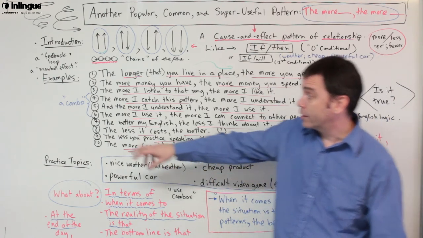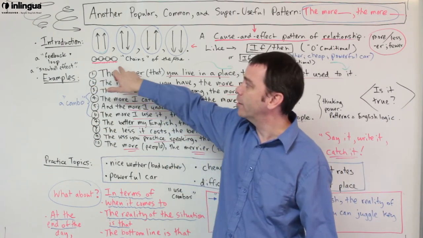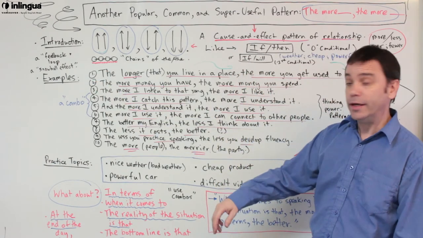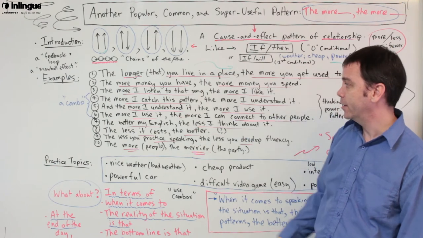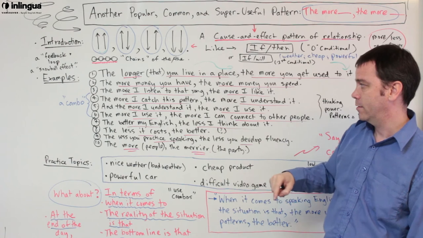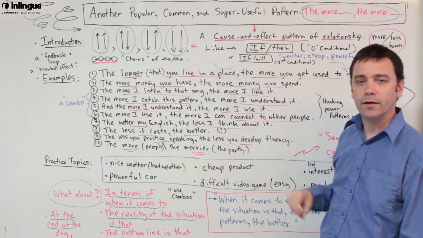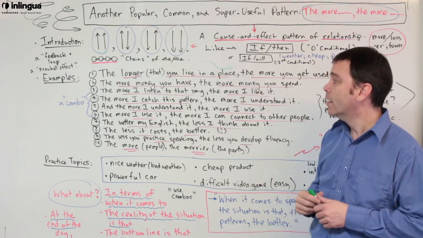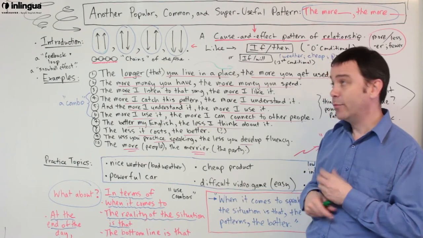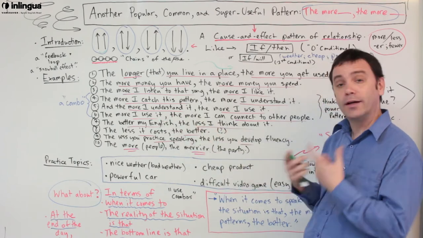Number four. Oh, look at this. Four, five, six is like a combo. Remember, I said chains are super common. Okay? Let's check it. Please read all of these ones. Okay, I'll say it and you say it. The more I catch this pattern, the more I understand it. And the more I understand it, the more I use it. And the more I use it, the more I can connect to other people.